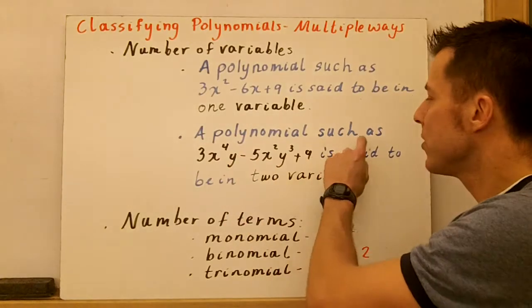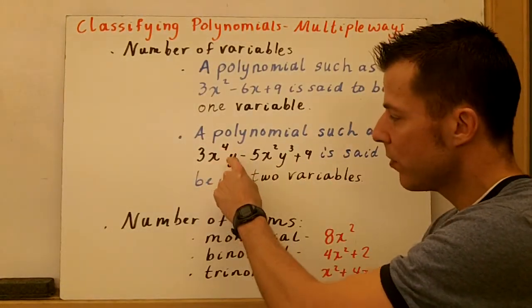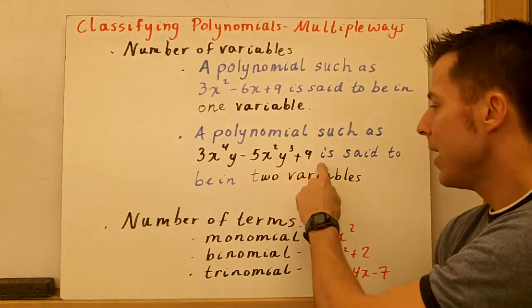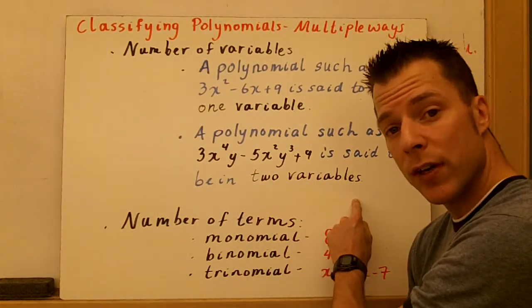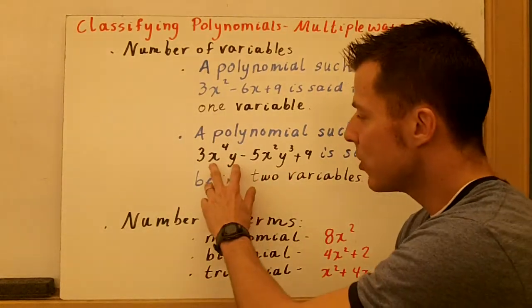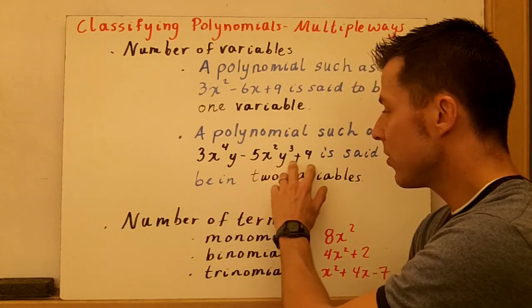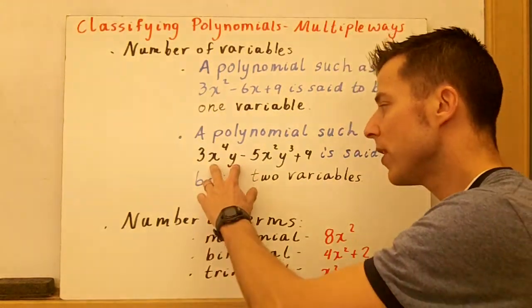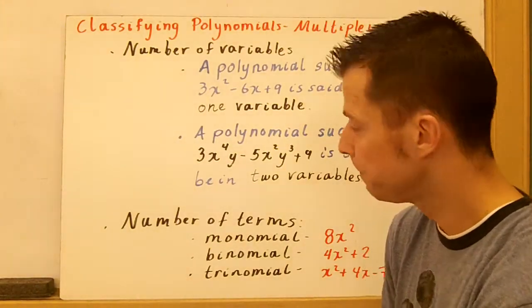A polynomial such as 3x to the 4th times y minus 5x squared y cubed plus 9 is said to be in 2 variables because there are 2 variables here. Now, it doesn't matter if just the first term had x and y and the other terms didn't. It would still be in 2 variables because there are 2 variables in that expression somewhere.